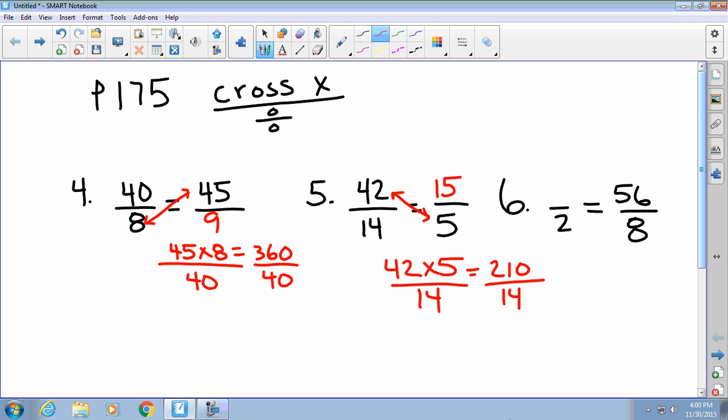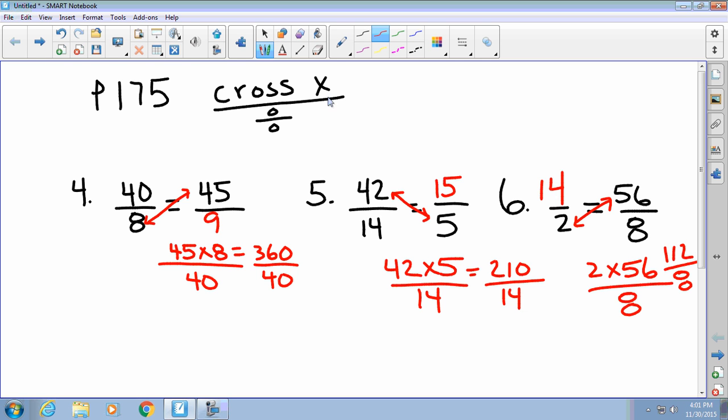Okay, last one. This would be 2 times 56, 2 times 56 and simply divided by 8. 2 times 56 is 112. 112 divided by 8 is 14. So 14 over 2 is the same as 56 over 8.